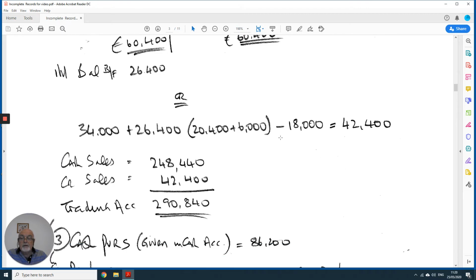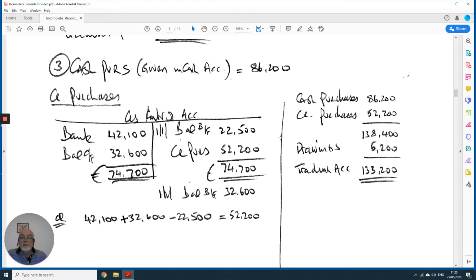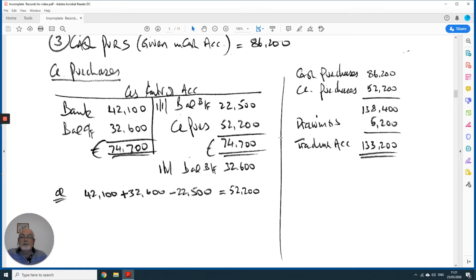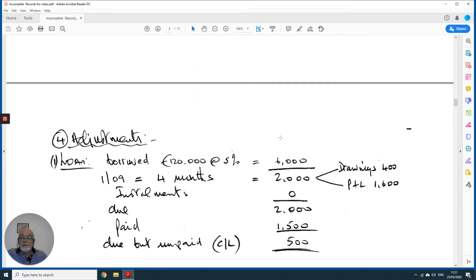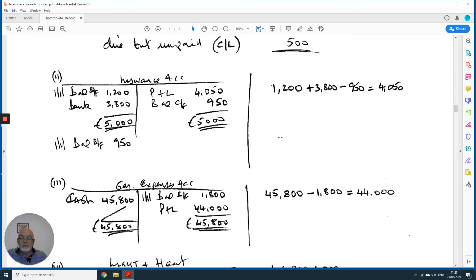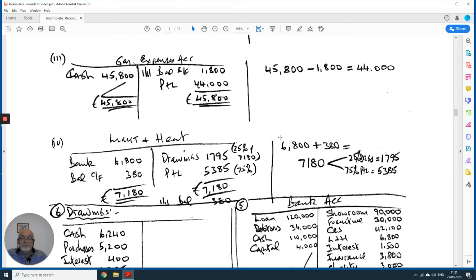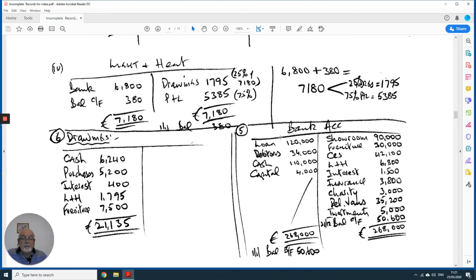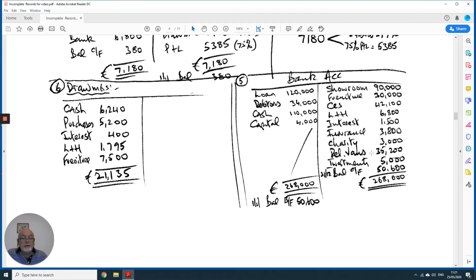Step 3 brought us to the calculation of purchases. The cash purchases being given to us in the cash account, and we found the credit purchases by doing a creditors control account. Step 4 was to do all of our adjustments for loan interest and insurance and general expenses, light and heat, and while doing it, working out the drawings that would be charged to the owner. Step 5, bottom right here, we did the bank account to find how much. Lastly, step 6 was the calculation of the drawings for the year.